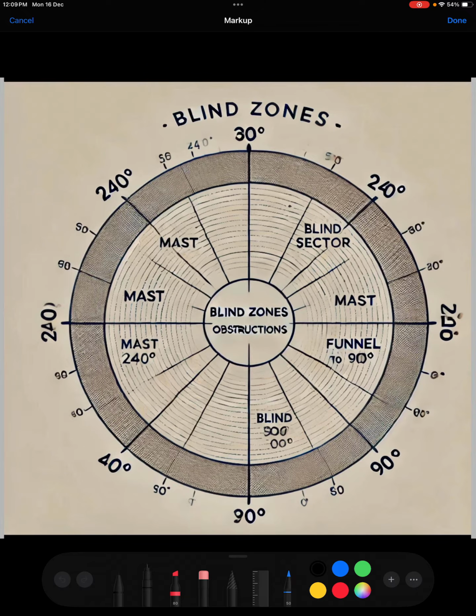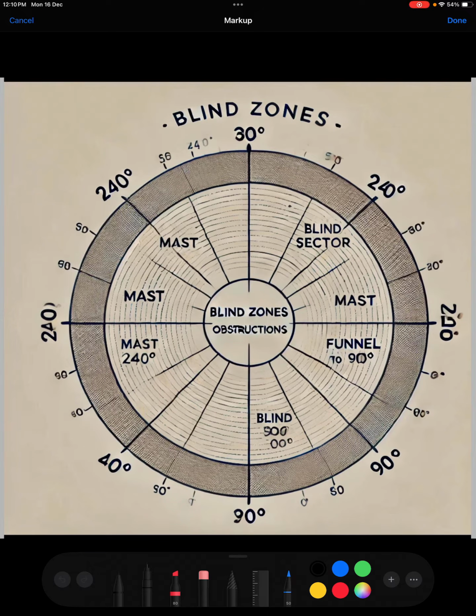If you don't know, when a ship uses a radar, there is a certain blind sector or a shadow sector to every radar, depending, of course, on the construction of the vessel. Now, what you see on your screen is an example of a blind sector or shadow sector diagram, where it clearly shows what the blind sectors and shadow sectors are.